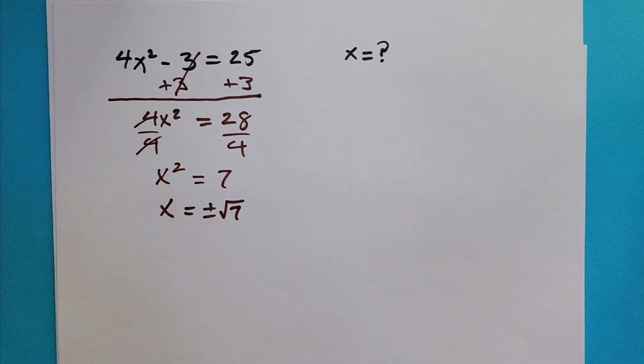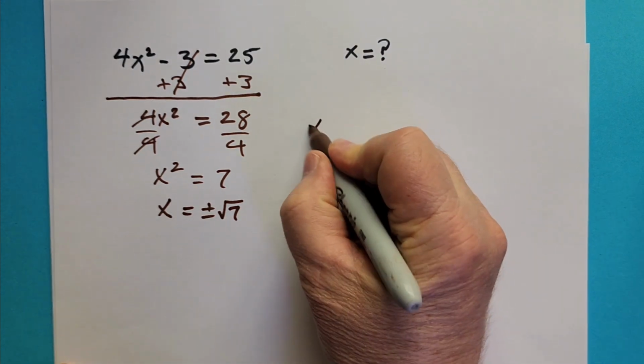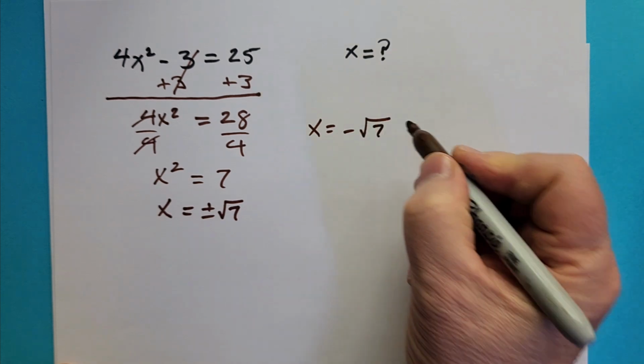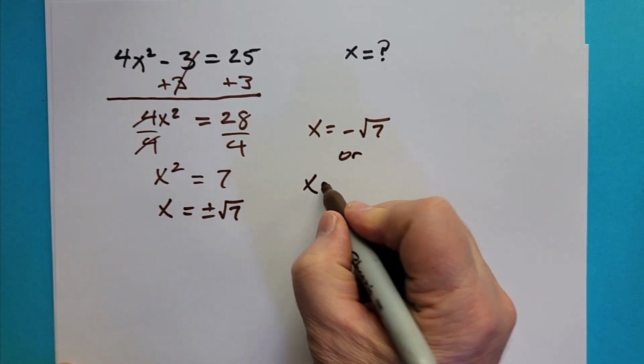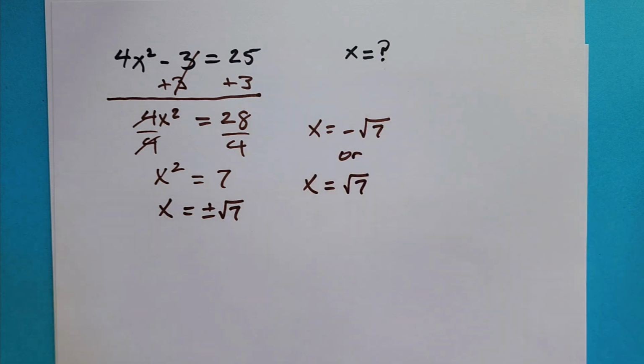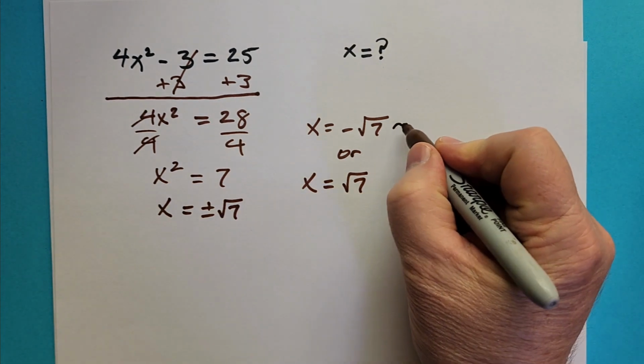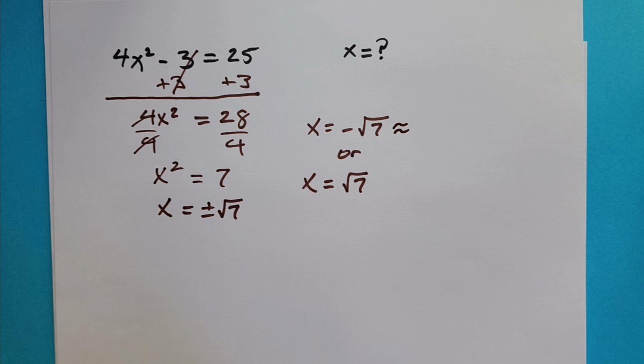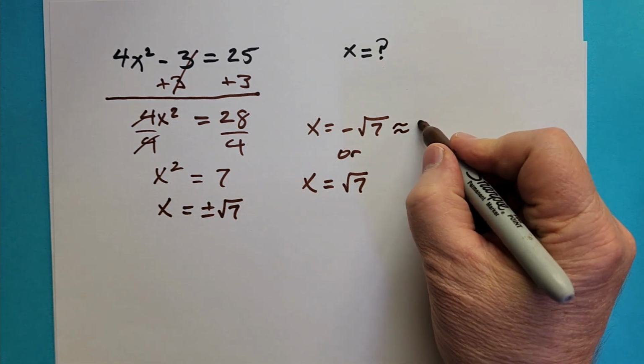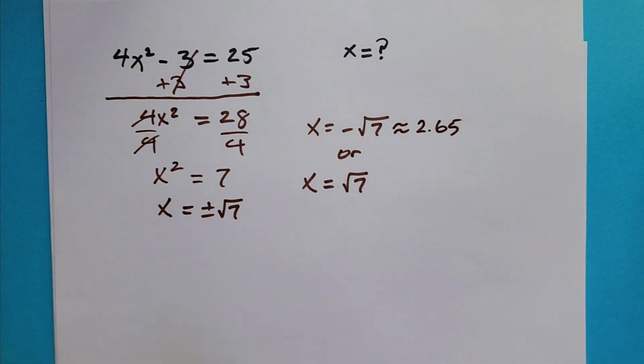Okay, so anyway, I'm going to write the two roots separately and also as a solution set. So we can say x is equal to the negative of the square root of 7, or x is equal to the positive square root of 7. Sometimes it's very practical to go ahead and do the approximations for the roots. So I'm going to use a calculator to approximate the square root of 7. So the square root of 7 is roughly, and I'm going to round to the hundredths place, 2.65, or 2 and 65 hundredths.